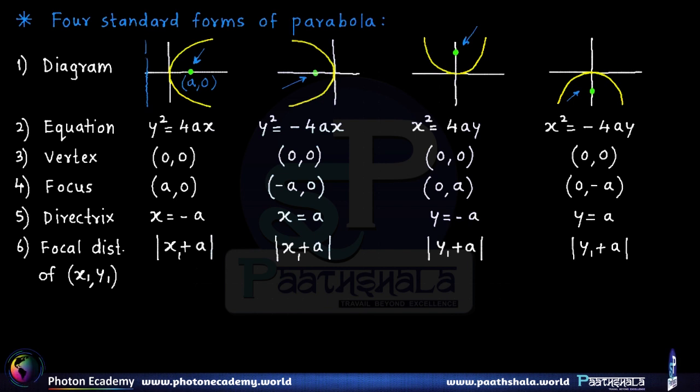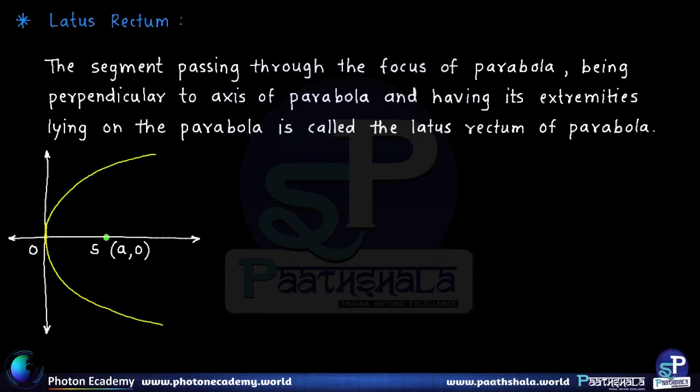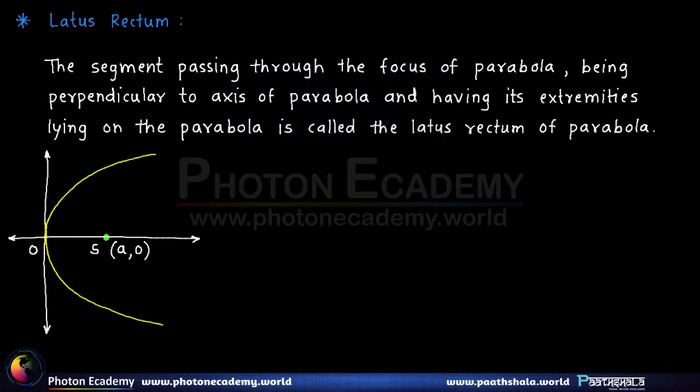Moving on, we have a special term called the latus rectum of the parabola. Right. It's a very specific segment in case of a parabola. So it's given what is the meaning of that. The segment passing through the focus of the parabola, being perpendicular to the axis of the parabola and having its extremities lying on the parabola is called the latus rectum.